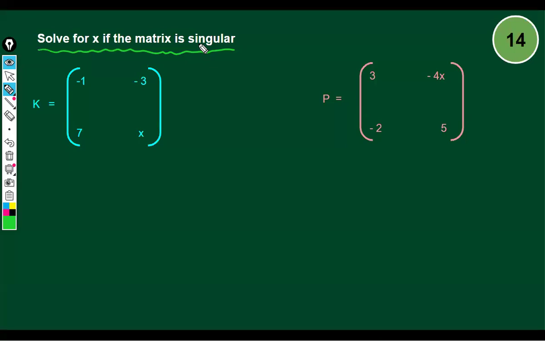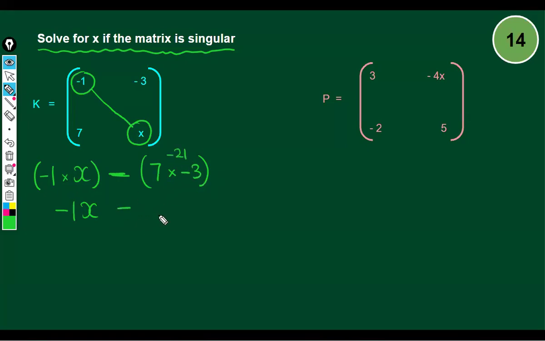Well, the determinant is always equal to 0. So let's find an expression for the determinant. We're not going to get a nice number because it has the letter X. We're going to get an expression. So let's find the determinant: -1 multiplied by X, must put a minus sign, and then 7 multiplied by -3. Let's simplify this. -1 by X is -1X. Well, 7 by -3 is -21.